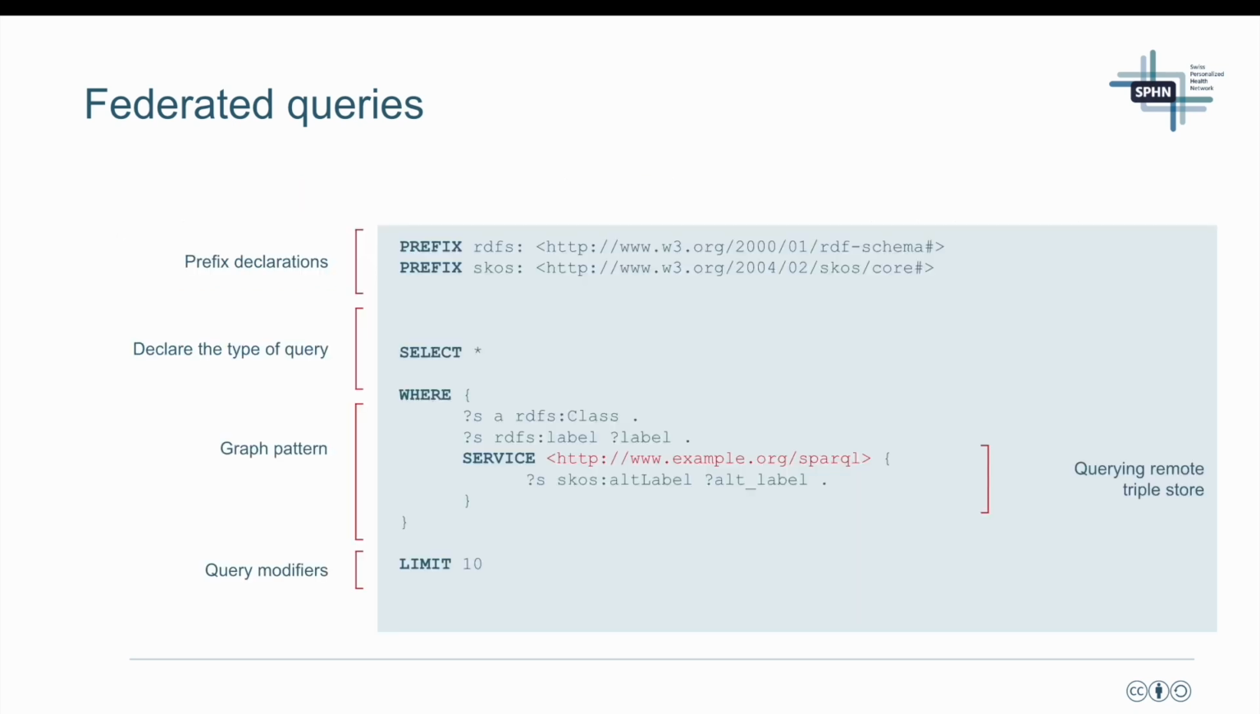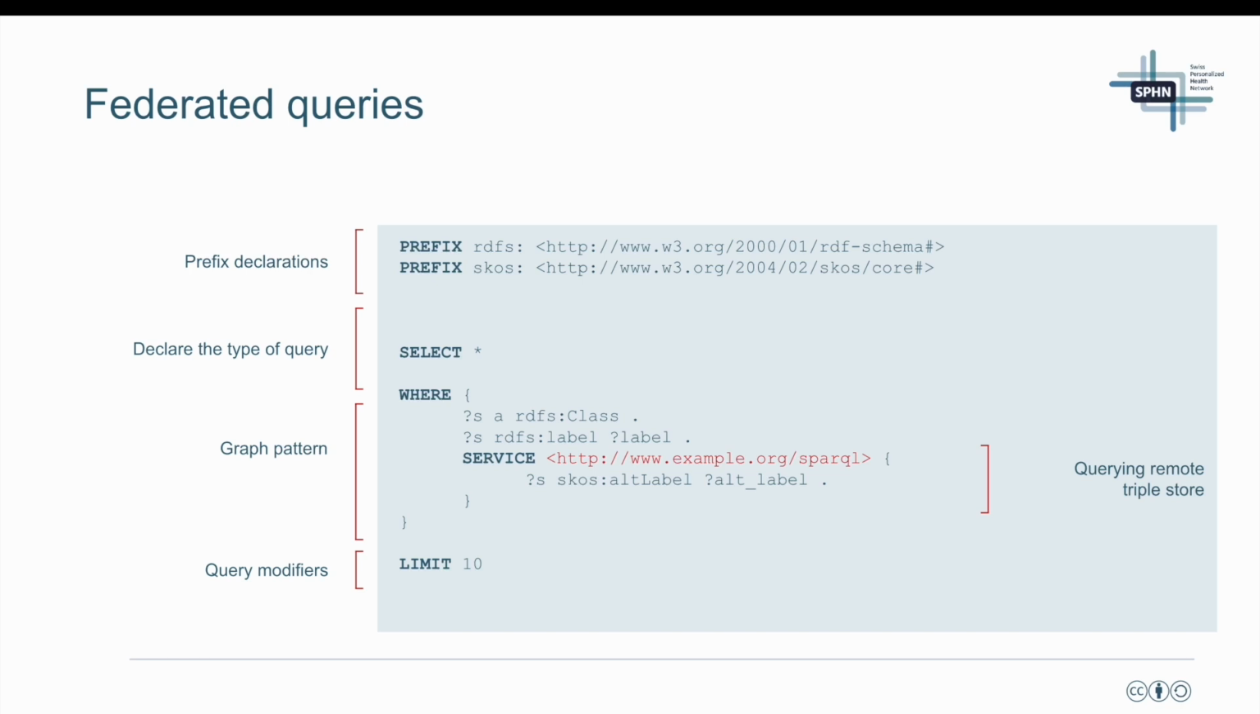First, we are querying for all instances of RDFS class and getting their labels within our local default graph. Then we are querying a remote SPARQL endpoint, as identified by the URI example.org/SPARQL, and then getting alternate labels for the instances. Ideally, the query would then return results where you have all instances of RDFS class, its label, and then the alternate labels from the remote SPARQL endpoint. Now, of course, this is a very simple example, and the remote endpoint here does not really exist, but this is just to show the syntax that you would use for federation.